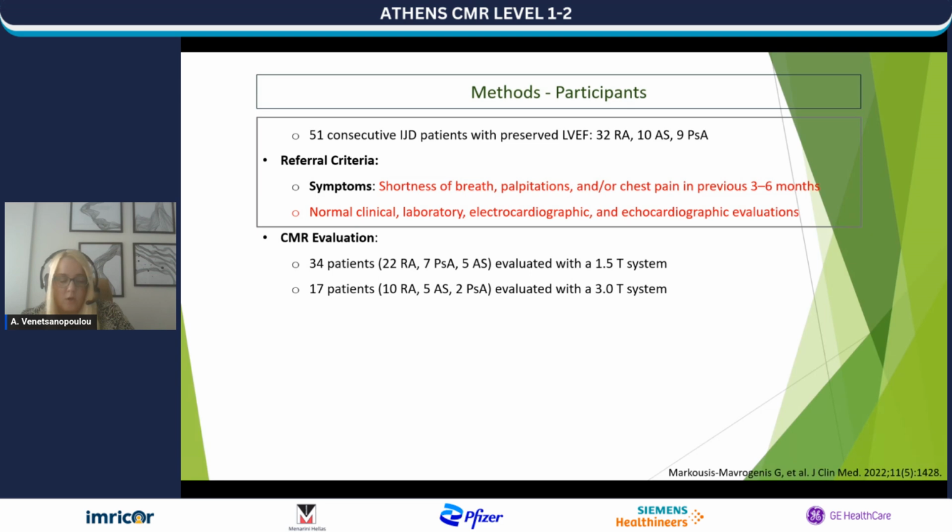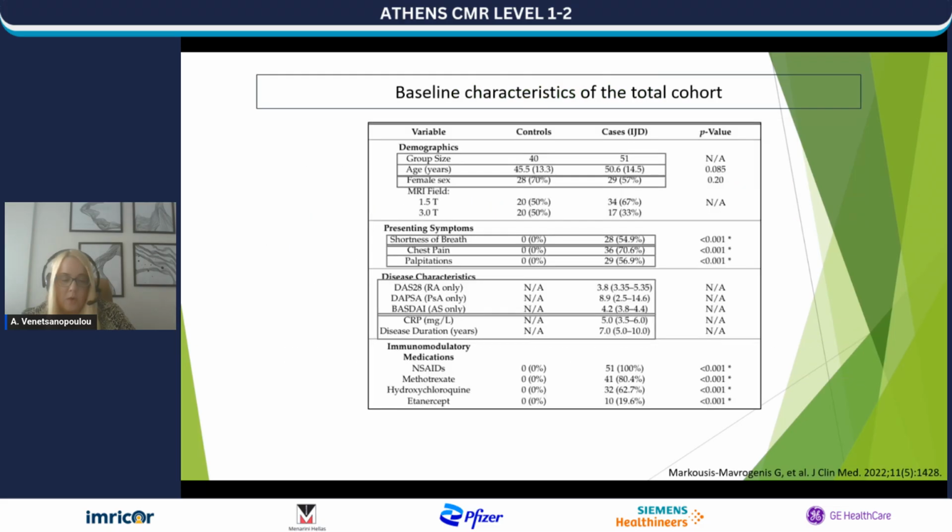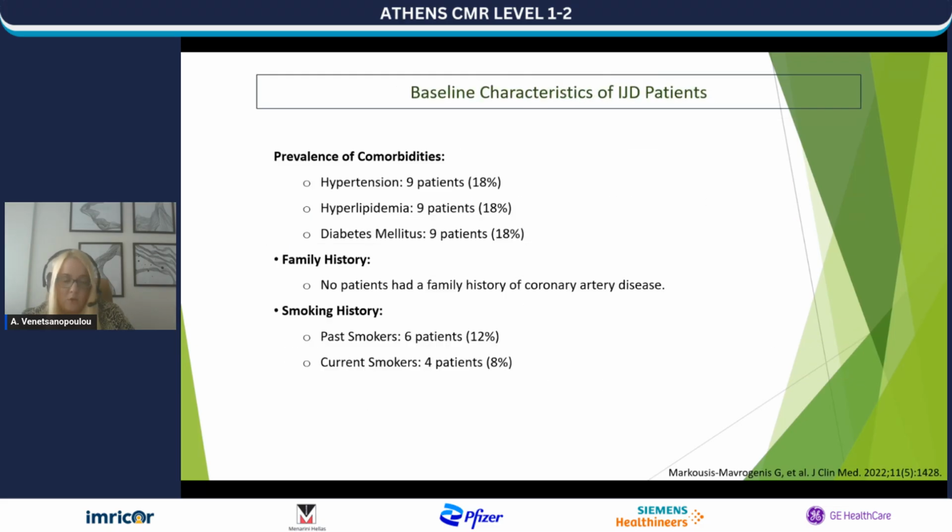There were a total of 51 patients with preserved ejection fraction, 32 with rheumatoid arthritis, 10 with ankylosing spondylitis, and 9 with psoriatic arthritis. For comparison, we used 40 healthy controls of similar age and sex who also underwent CMR. You see here the basic characteristics of the cohort. I won't go into details, but we have to take into account that they had very low percentages of comorbidities, such as hypertension, hyperlipidemia, and diabetes.